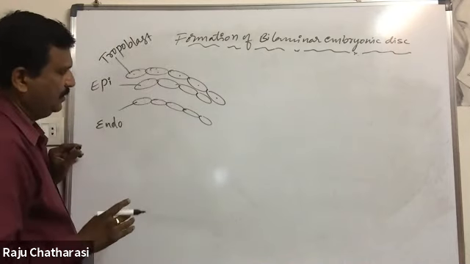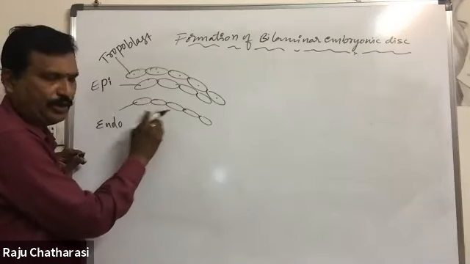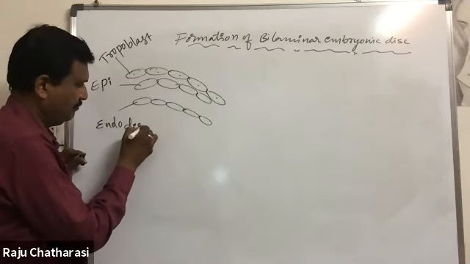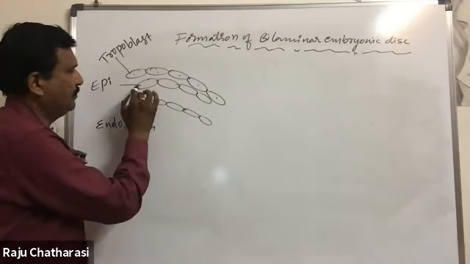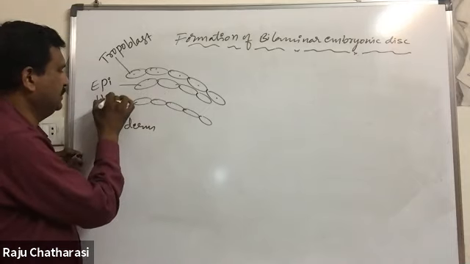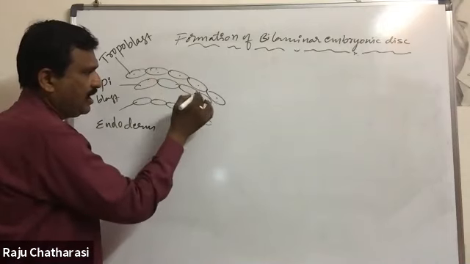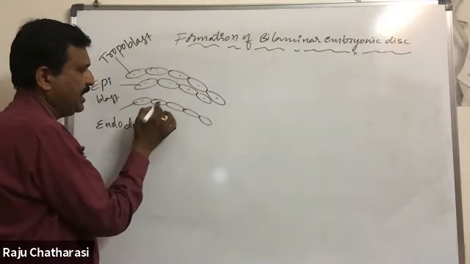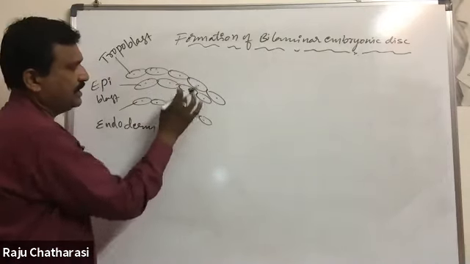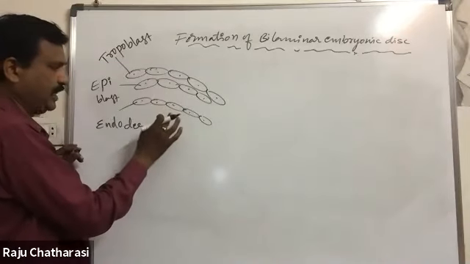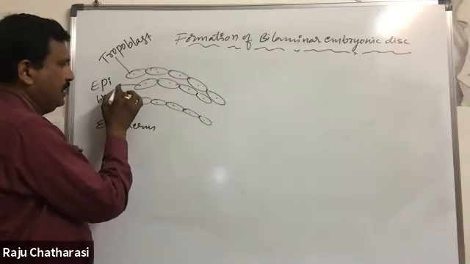The endoderm. Here this is the epiblast, and the trophoblast. So this is the bilaminar embryonic disc. Bilaminar, only two layers are there: epiblast and endoderm.